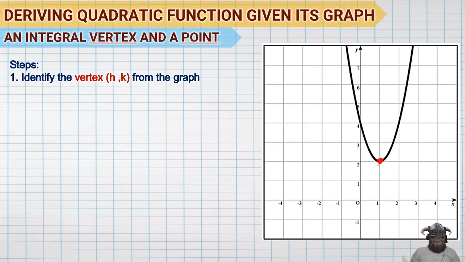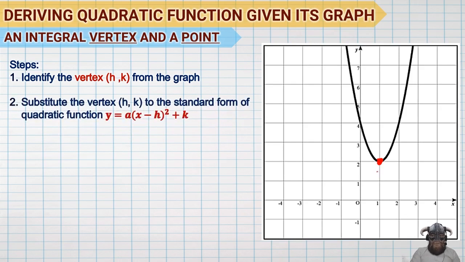In this case, if it is opening upward, look for the lowest point. If it is opening downward, look for the highest point. That's where you can see the vertex. Yan, identify lang natin yung dalawang yon. Second is to substitute the vertex h, k to the standard form of the quadratic function y is equal to a times the quantity x minus h squared plus k.